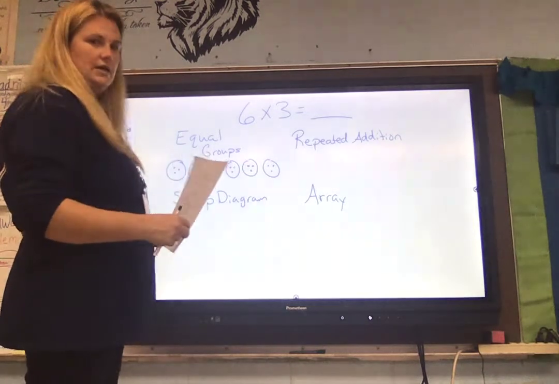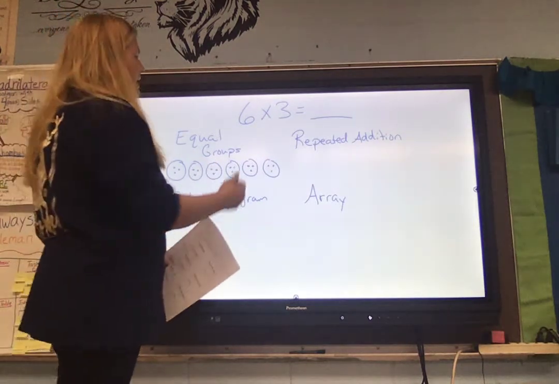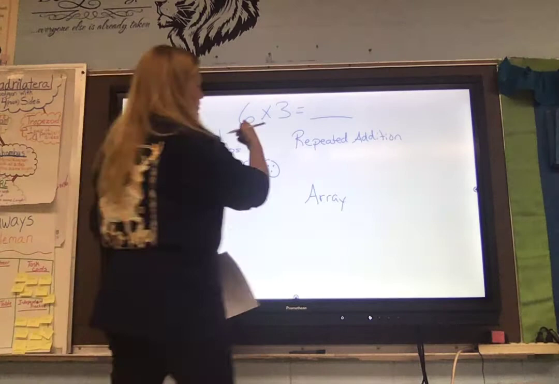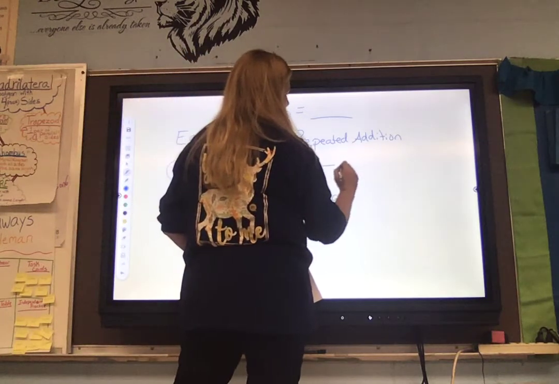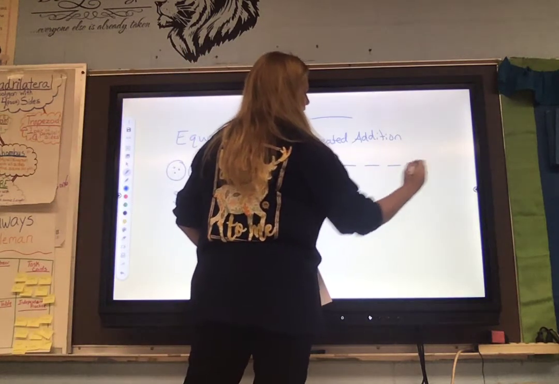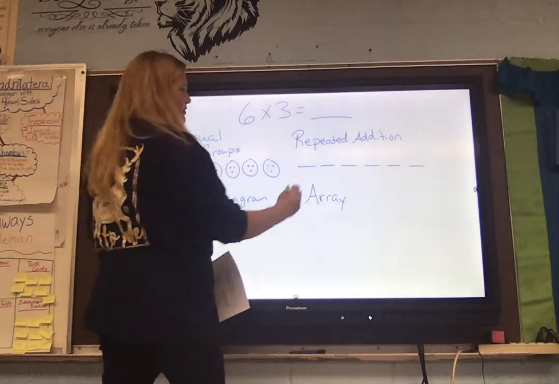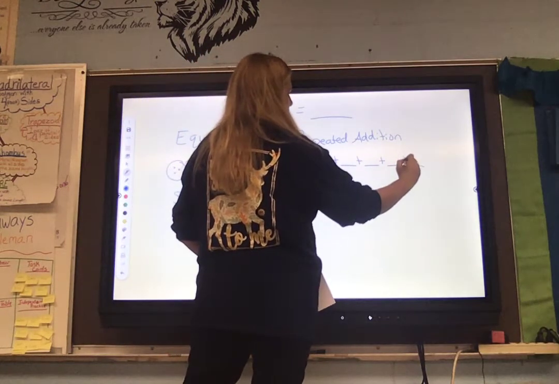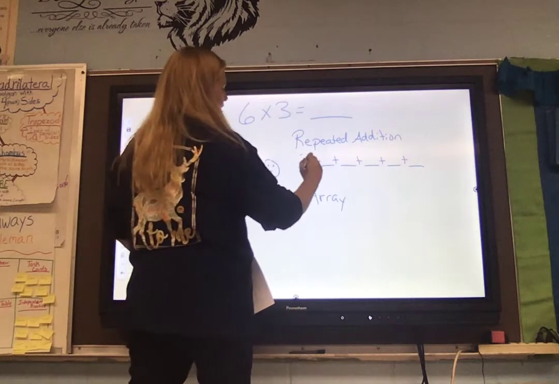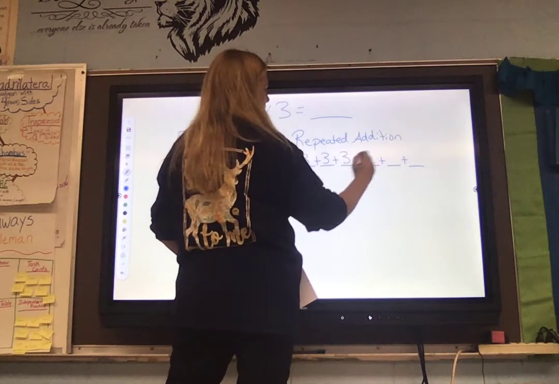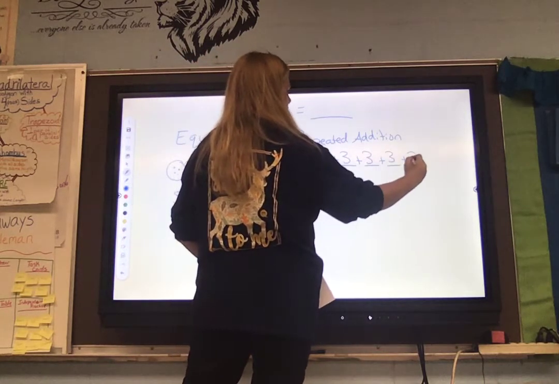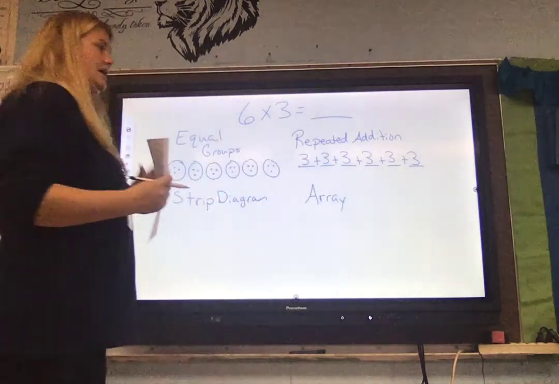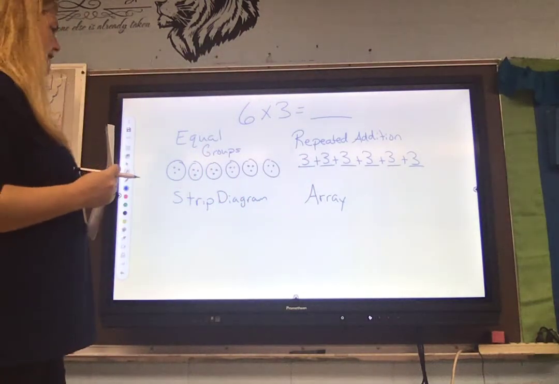6 times 3 is. For repeated addition, again, groups come first, so we need 6 groups. I draw 6 blanks. Those are my groups. Plus signs, because we're adding, go in between every blank, and they will put a 3 in each group. And then to get their answer, they add all those 3's together.